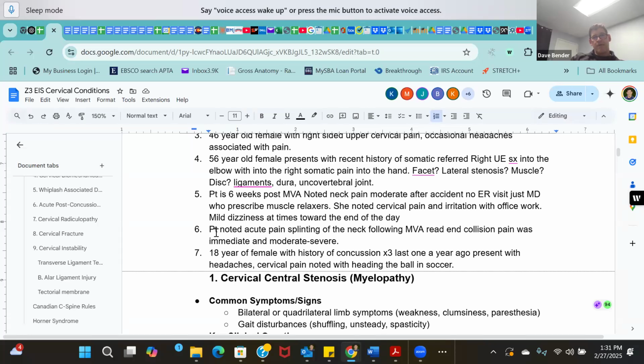Hey, Justin, your patient's a 41-year-old male. He unfortunately was in a car accident, and you're noting acute pain and splinting of his neck following the MVA. It was a rear end collision. Pain was immediate and moderate to severe, but he went home, didn't get any better, and instead of going to the ER, for whatever reason, he called you up.